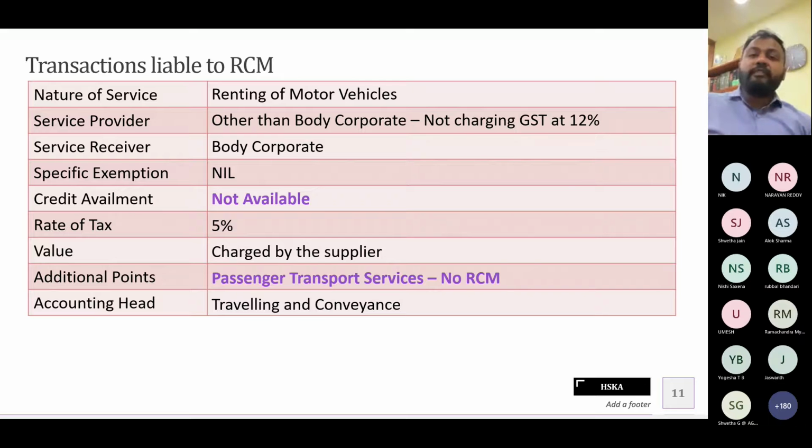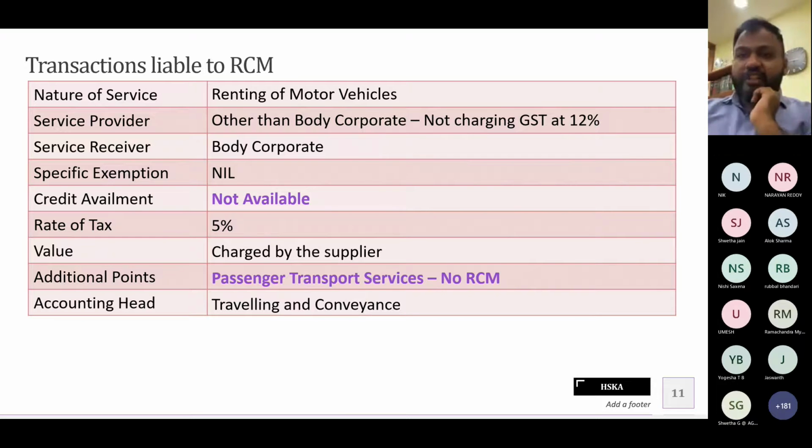Again, here the service provider is other than a body corporate, and like GTA, the renting of motor vehicles has two options: either to pay tax at 12% and claim input tax credit on the car purchased by them, or opt to pay tax at 5%.